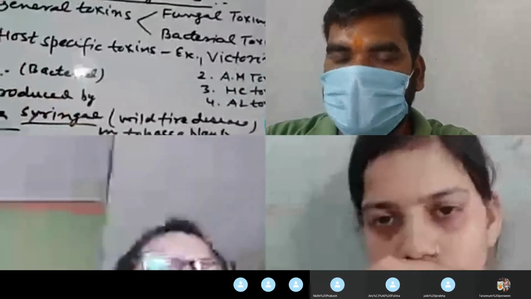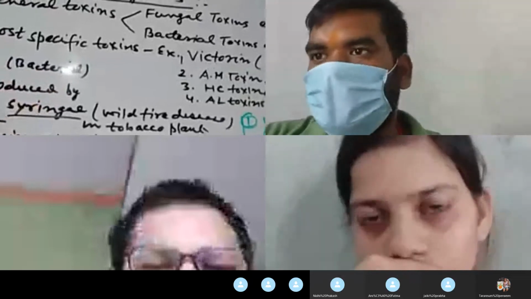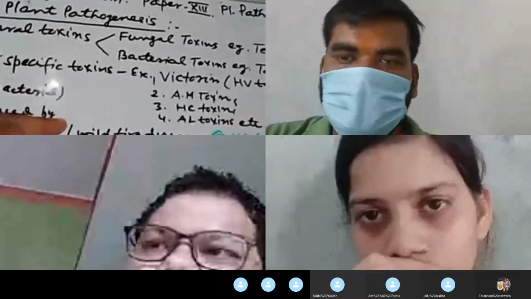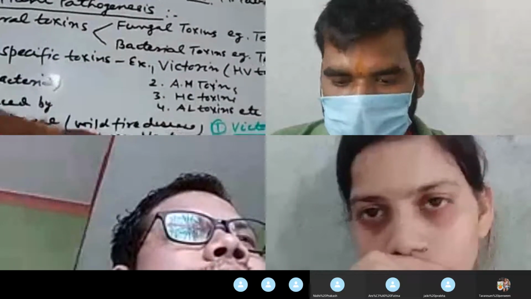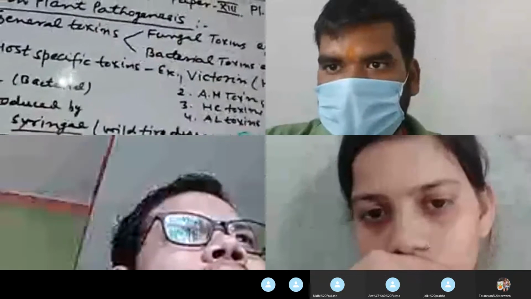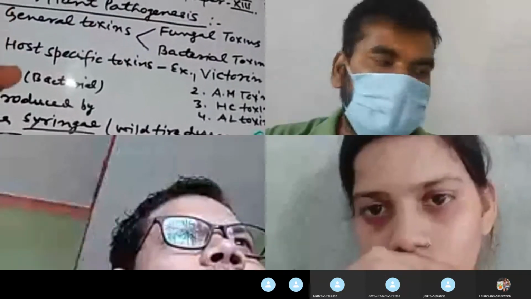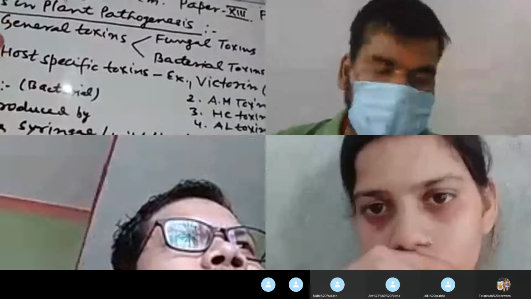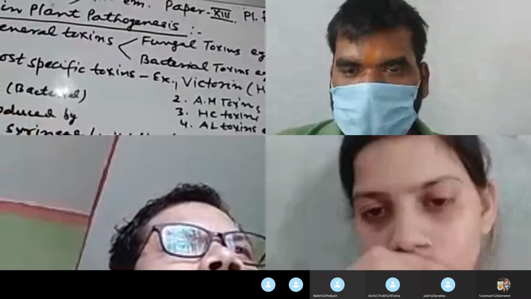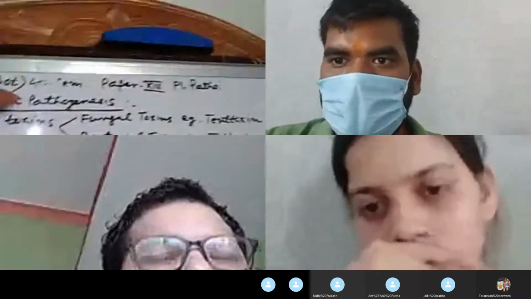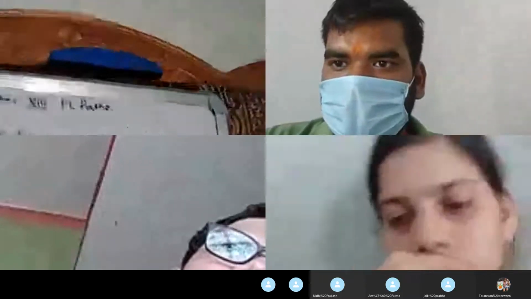This is the mechanism of working of TAP toxin, which is a general toxin produced by the bacterium Pseudomonas syringae when it attacks the tobacco plant to cause wildfire disease. So I have explained here the mechanism of one of the general bacterial toxins, and how it acts. In the previous lecture, I had already described the general fungal toxin. Now let us come to today's lecture.